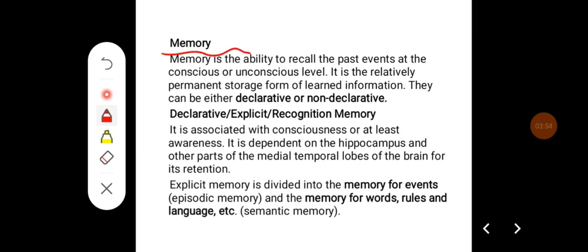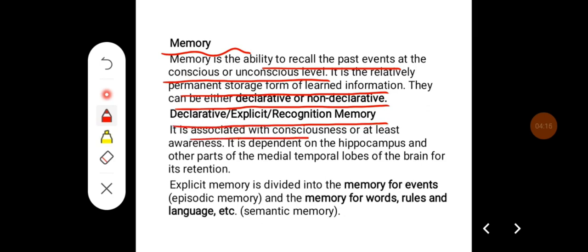Coming to memory, memory is the ability to recall past events at the conscious or unconscious level. It is the relatively permanent storage form of learned information. They can be either declarative or non-declarative. Declarative, explicit, or recognition memory is associated with consciousness or at least awareness.